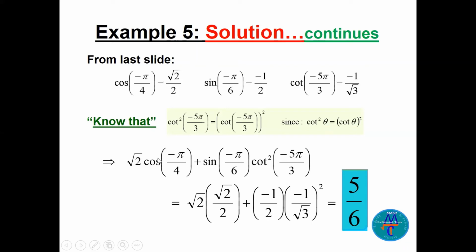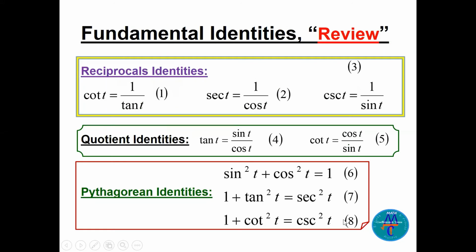So square root of 2 cosine minus pi over 4. See, this is the answer there, square root of 2 over 2. And there's a square root of 2 from the question. This is minus. See, this is minus. And this one squared. See, the value here is minus. Cotangent is minus 1 over square root of 3 squared. Now, when you multiply everything here together, this is 2 over 2, this is 1, this is 1. This is minus half. And this is 1 over 3. So when you add the fractions, you get 5 over 6.